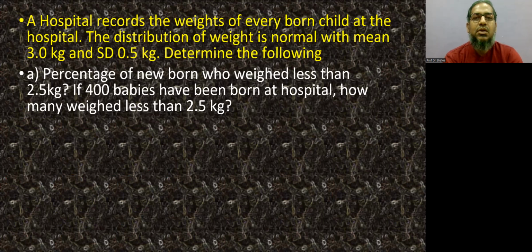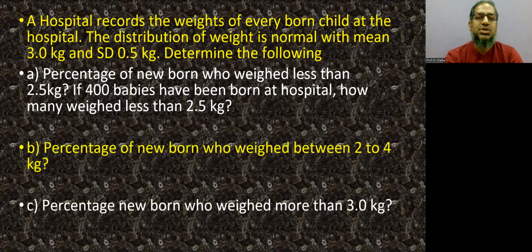A hospital record with the weights of every newborn baby was recorded. The distribution of weight is normal, mean is 3 kg, and standard deviation is 0.5 kg. So we have to determine the percentage of newborns who weighed less than 2.5 kg. If 400 babies have been born at the hospital, how many weighed less than 2.5 kg? This is the first question.